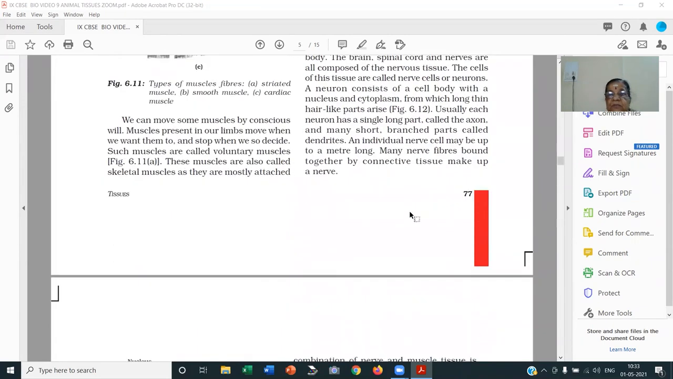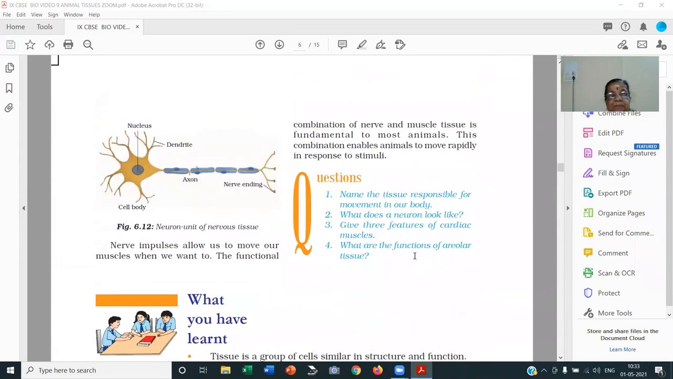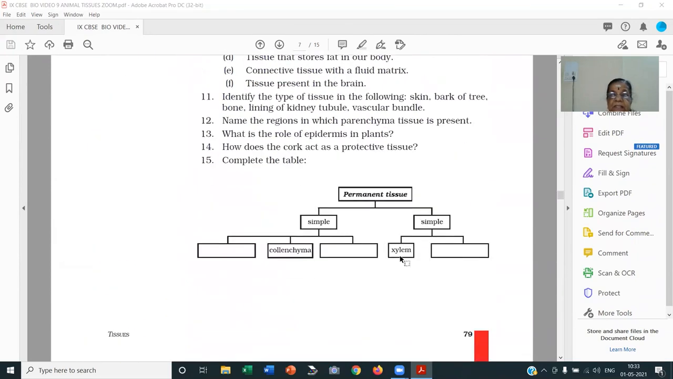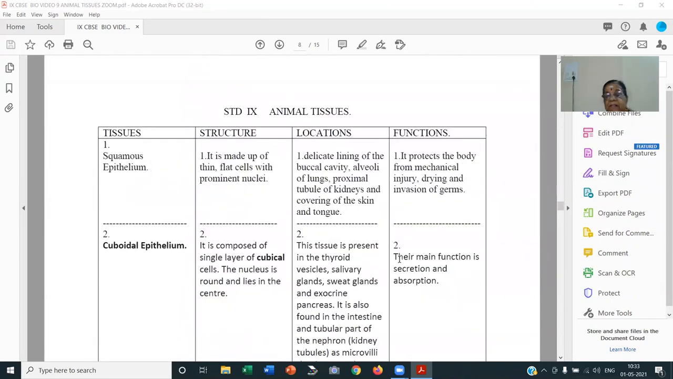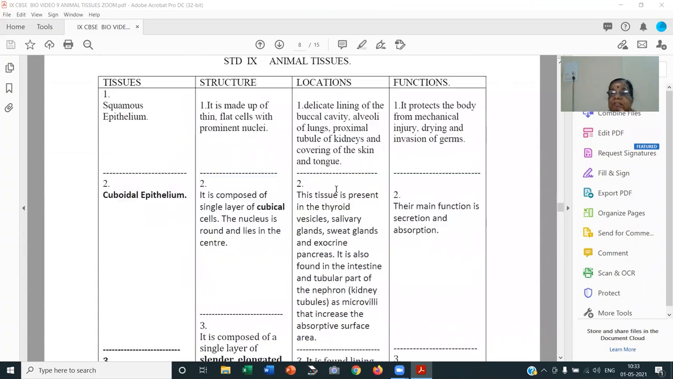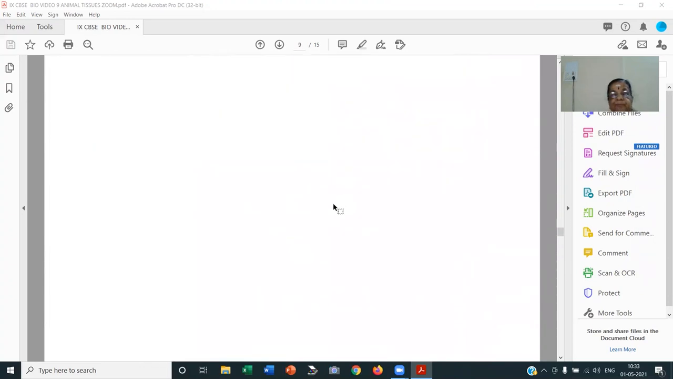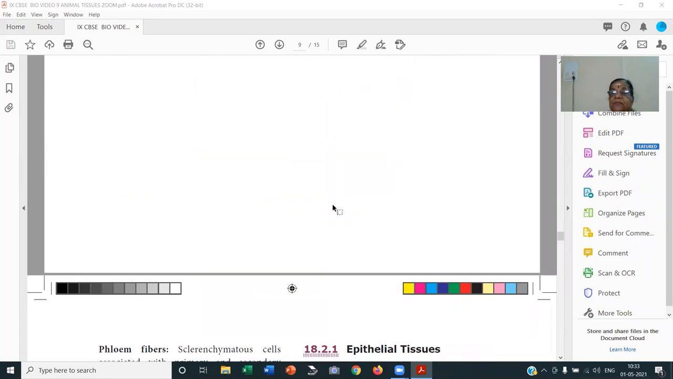Then nervous tissue, then this is what we have learned. Right? The next step, this is a reference book that I had. Sorry, the QB that you will learn. I am not reading now. As tissues, structure, location, and function. Okay. Then the next problem is repeated.